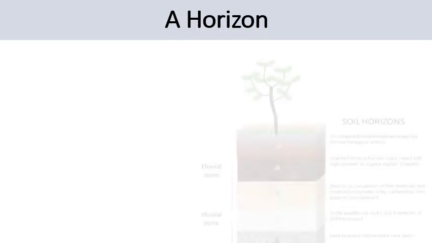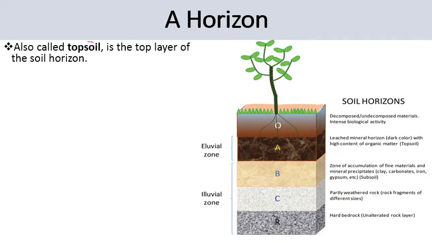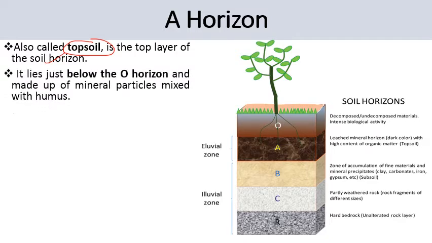Next comes A horizon. It is also known as topsoil. It is present just below the O horizon. So it is also known as topsoil and is the top layer of soil horizon and is present just below the O horizon. और ये present होता है O horizon के just नीचे and is made up of mineral particles mixed with humus. So it contains both humus as well as mineral particles.